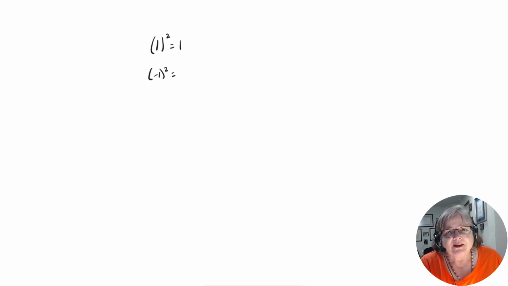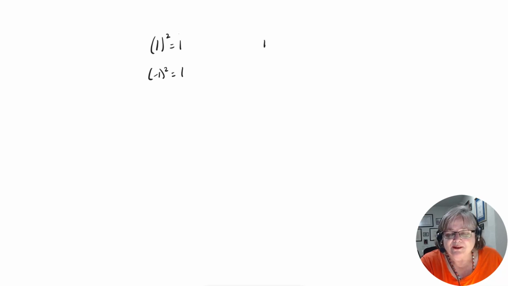Now we're going to talk about imaginary numbers and how to simplify them. So let's get started with, in my opinion, where this all kind of came from. We know that 1 squared is 1. And we know that -1 squared is -1 times -1, which is +1 as well, right?